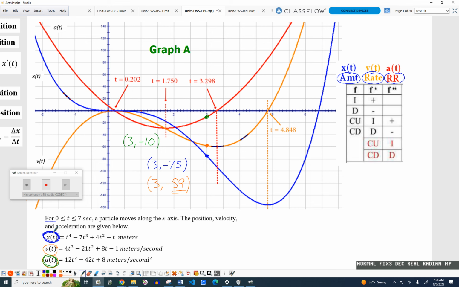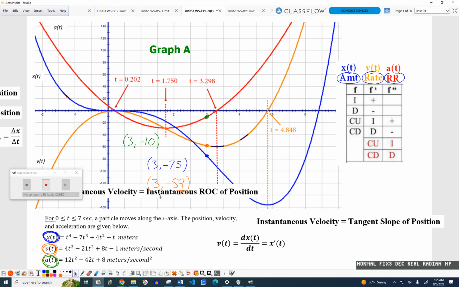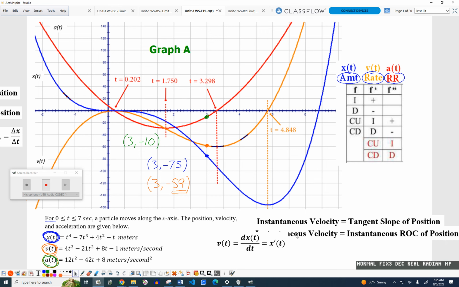But I did not create the velocity values. The velocity values were calculated from the position, because you have on your sheet right here that the velocity can be calculated by finding the instantaneous rate of change of the position or the tangent slope of the position. Those mean the same thing. Instantaneous rate of change of position or tangent slope of the position.